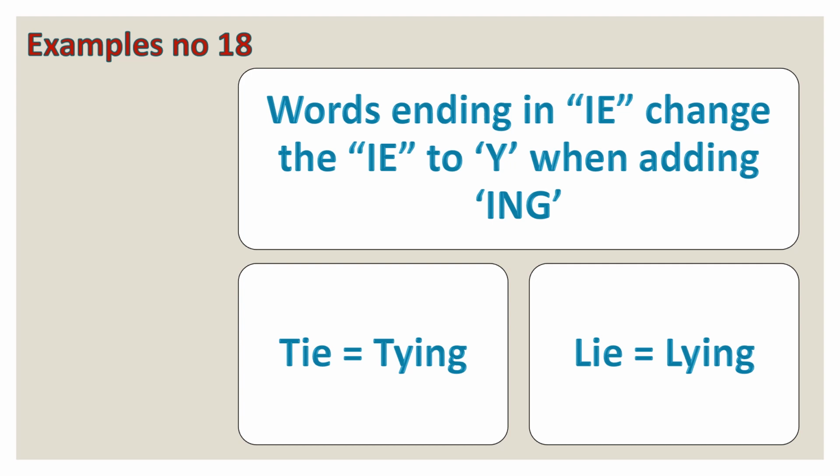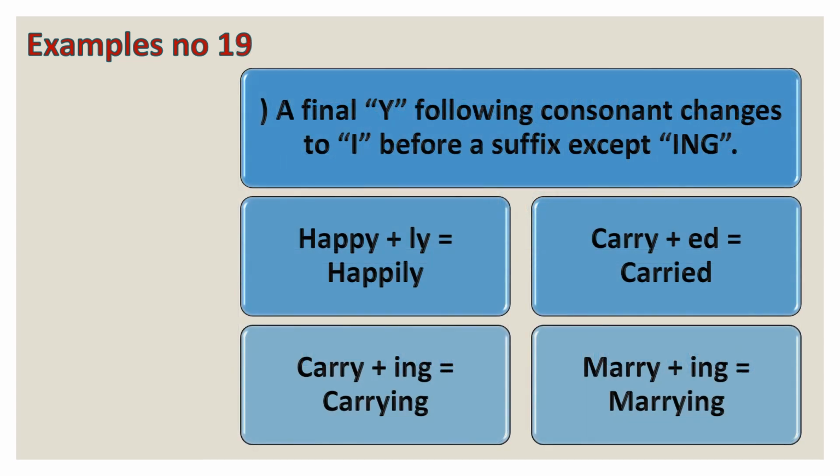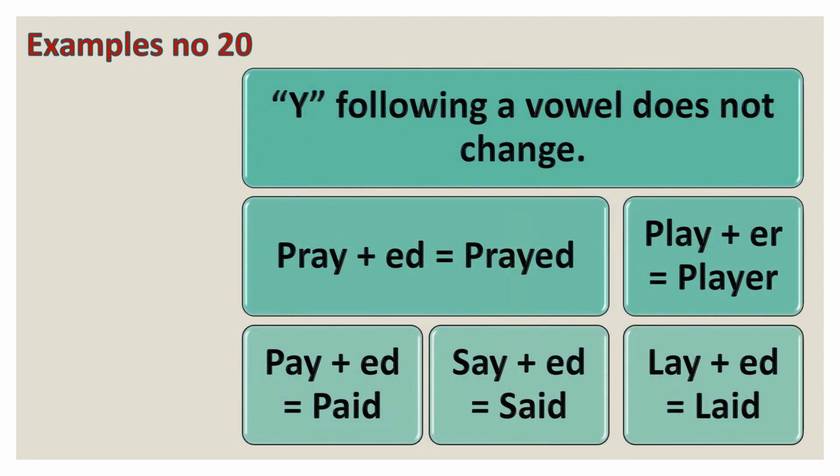Number 18. Words ending in IE change the IE to Y when adding ing, like tying, lying. Number 19. A final Y following a consonant changes to I before a suffix except ing, like happily, carried, carrying, marrying. Number 20. Y following a vowel does not change. For example, prayed, player, paid, said, led.